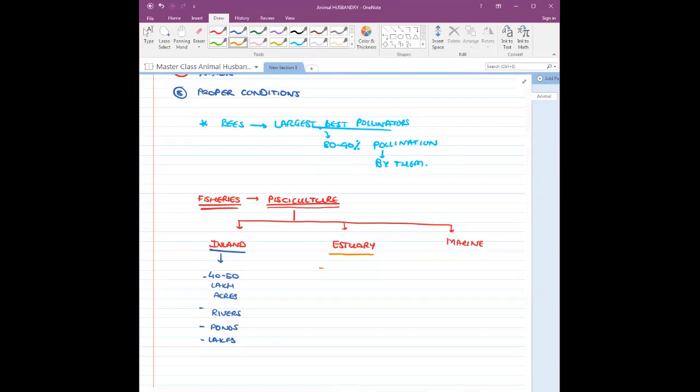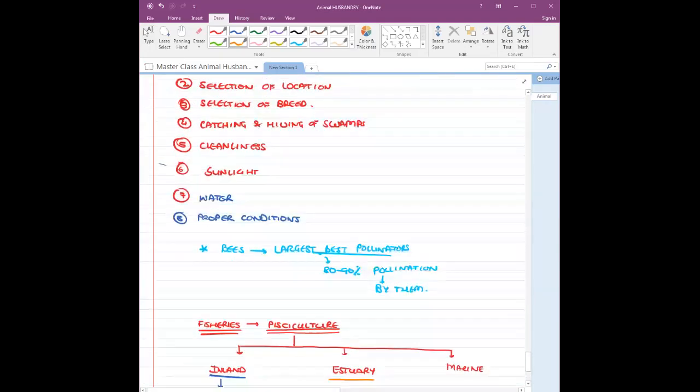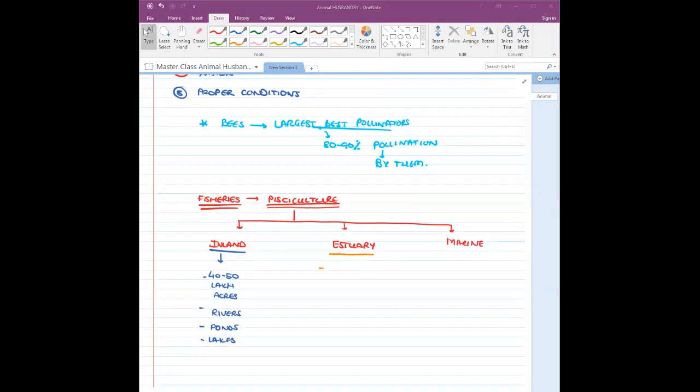Plus, because of that, you will see all the fishes tend to go and locate themselves over there. Somewhat of that type. So this is your estuaries. In your exams, guys, they ask you this question in your board papers: what is estuarine fishery? So once again, estuary is nothing but a place where the river meets the sea.